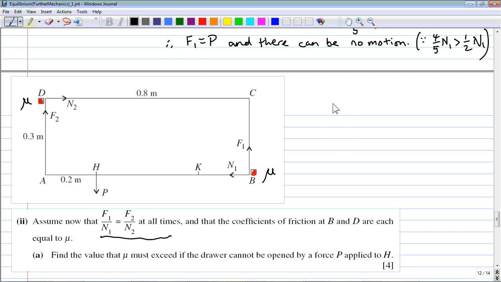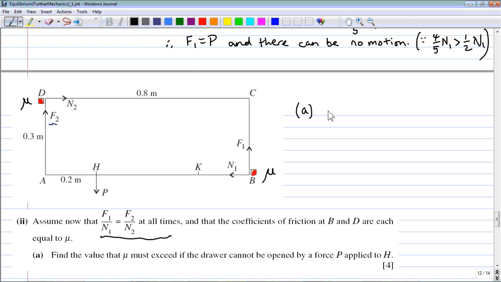And then it says, part A, find the value that mu must exceed, which means find the minimum mu, if the drawer cannot be opened by a force P applied to H. So here we're just slightly changing the setup. First of all, notice F2 in this case is not 0, as it was in the previous part, because mu is not 0. But we're given this extra information that these ratios are the same. So let's again go through the equations that we can write down.